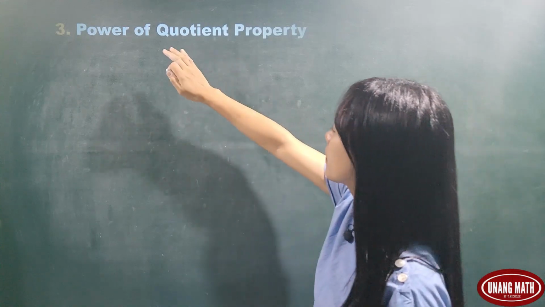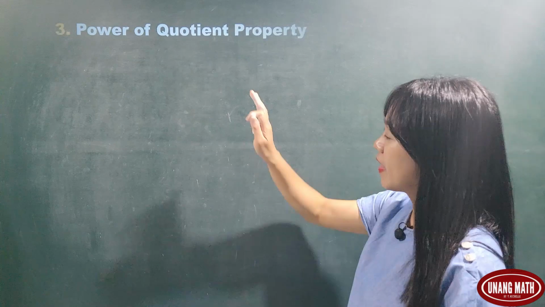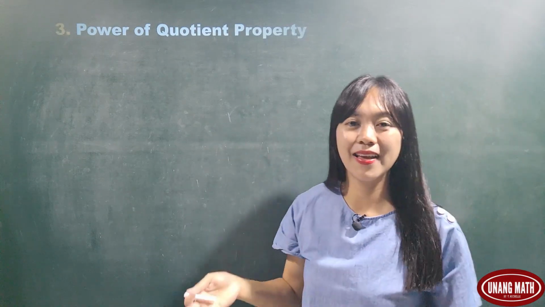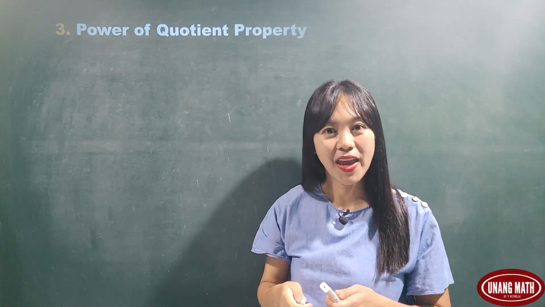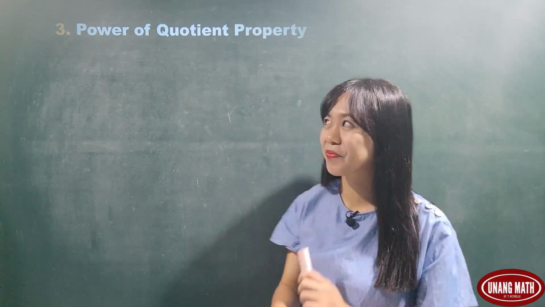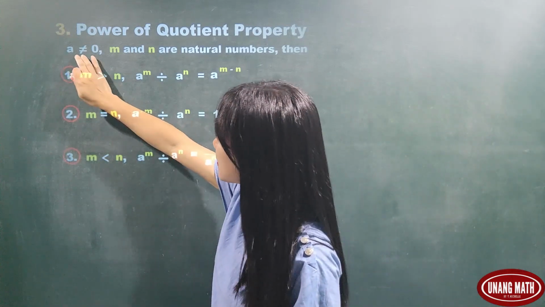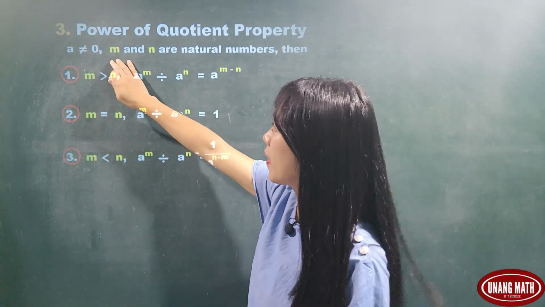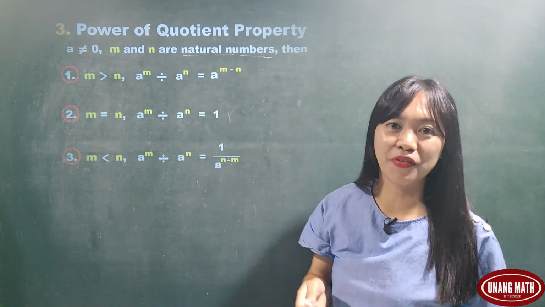This is what we call the power of quotient property or rule. This rule focuses on what happens to the quotient when it is raised to some power. Okay, in this rule, our base must not be equal to 0. M and N, or the exponents, are natural numbers.